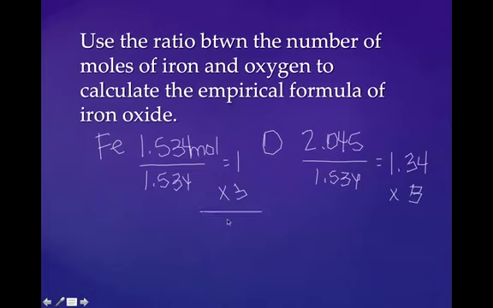So multiply both of these by 3 and you get that the ratio of iron to oxygen is 3:4. So the empirical formula is Fe3O4. Well, we know that the formula Fe3O isn't actually possible, because then oxygen would have an oxidation number of -3, which oxygen can't do. Oxygen can only do -2, -1, or +2.